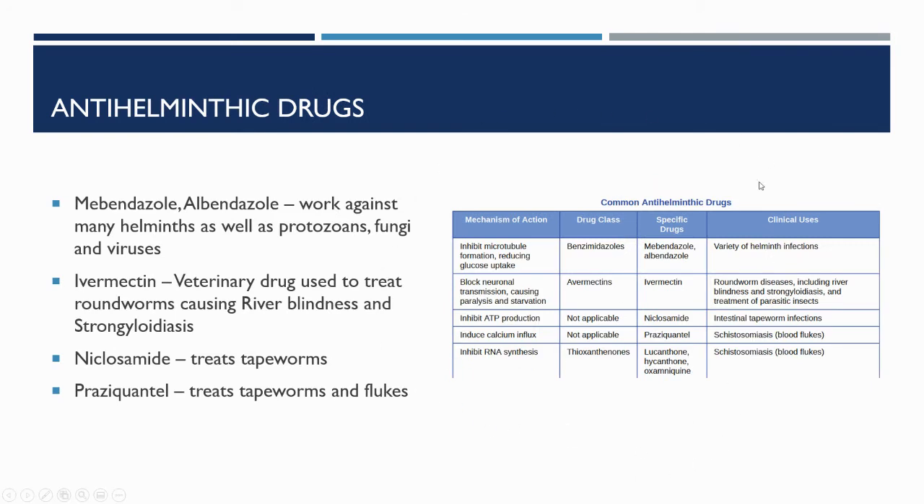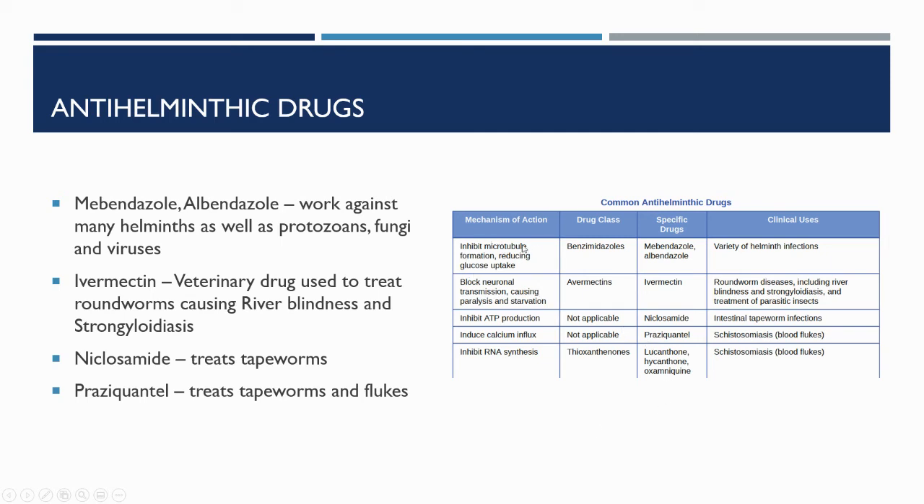And then we have a group of antihelminthic drugs. Ivermectin is really commonly used in veterinary medicine. If you have a dog or cat, you've probably had ivermectin at some point. Niclosamide treats tapeworms. Praziquantel is used for tapeworms and flukes. You can get this over the counter. So a lot of the things to treat worms, we can get dewormers over the counter.